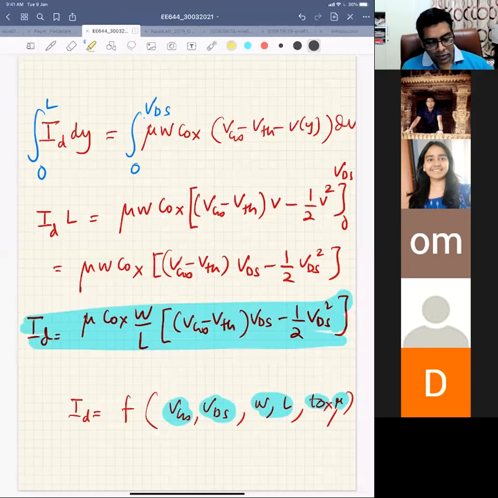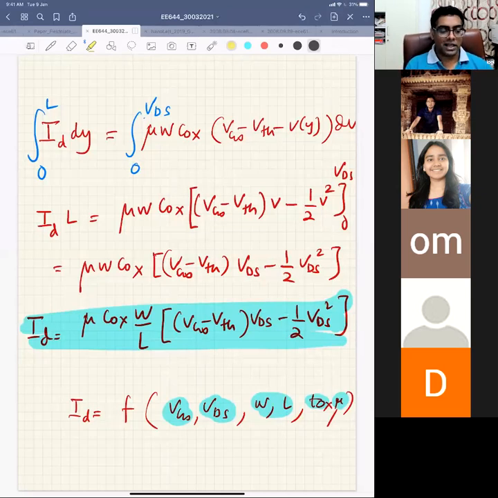This part we had done in the last class. This is the basic current equation in a MOS transistor. From this equation, you can see the drain current is a function of gate to source voltage, drain to source voltage, width, length, oxide thickness, and mobility.